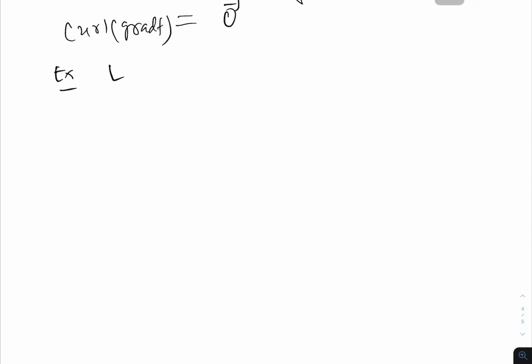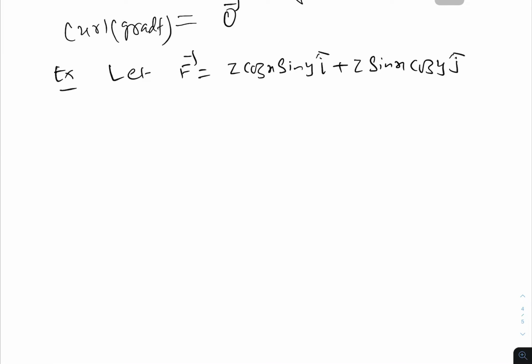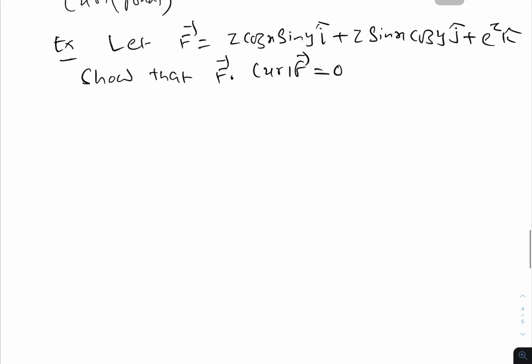Let f vector be z cosine x sin y i plus z sin x cosine y j plus e power z k, so that f dot curl f is 0. So first we need to find the curl of f.